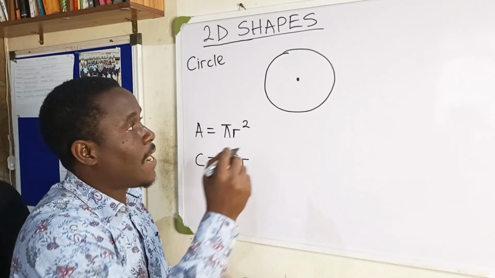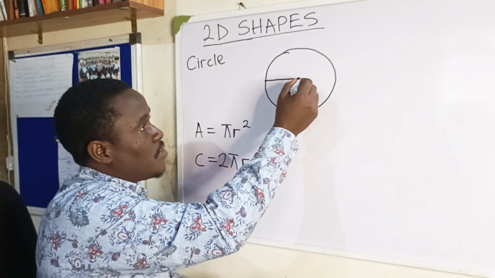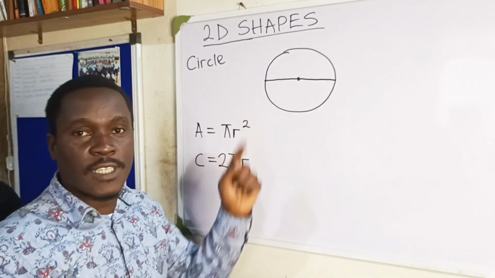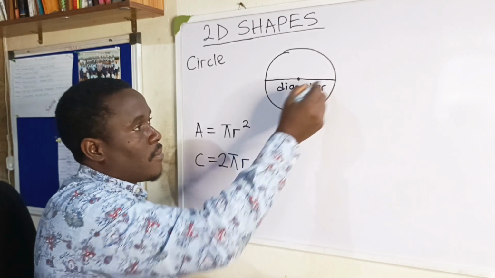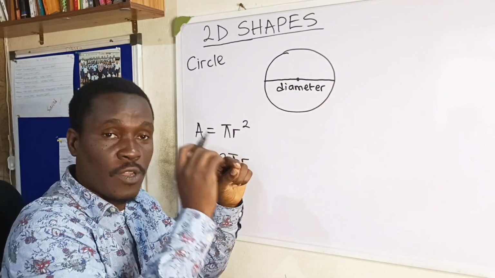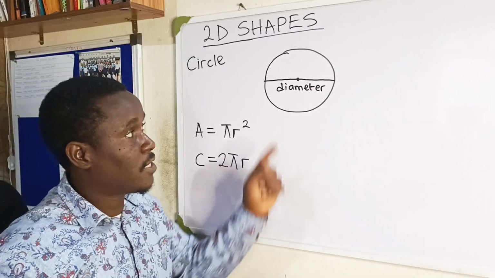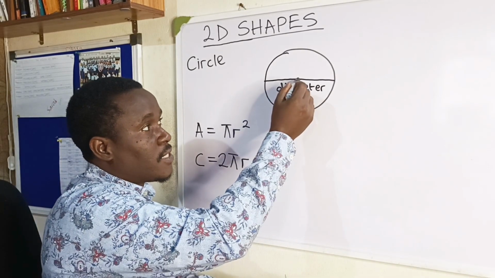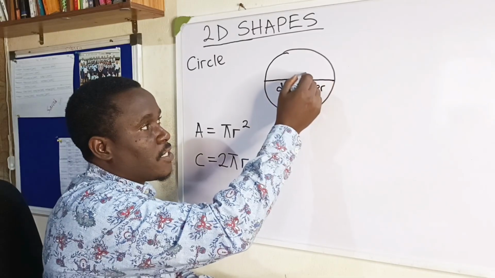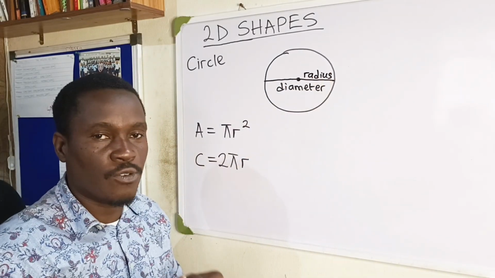Okay? A line drawn from one side of the circumference through the center to the opposite side of the circumference is called the diameter. But half of the diameter, which is a line drawn from the center to the circumference, is called a radius. Okay, so we need to know these 2 things.